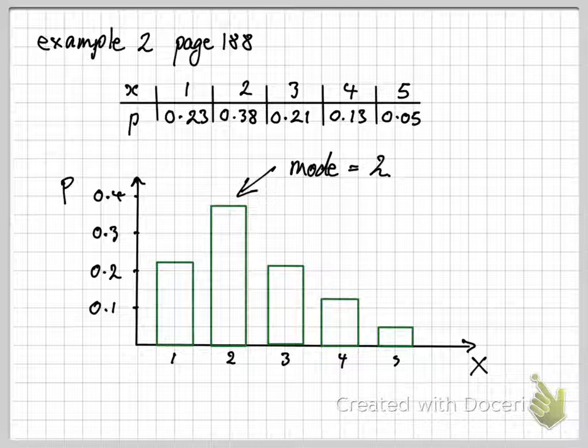Now the median, we need to work out what's called the cumulative probability. So we're going to start at 1 and move our way up from 1 to 2 to 3 to 4, and we're going to add the probabilities as we go. And when we get to 0.5, or when we pass 0.5, that's the median. So we've got, starting at 0.23, we add 0.38 to that, and we've already passed 0.5. We've got 0.61. So going up here, we see that the 1 itself hadn't reached 0.5, but by the time we get to 2, we've exceeded 0.5. So the median is going to be 2.